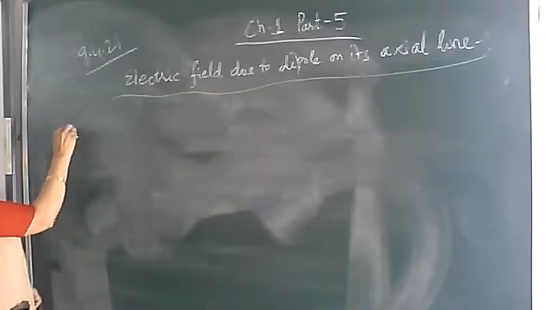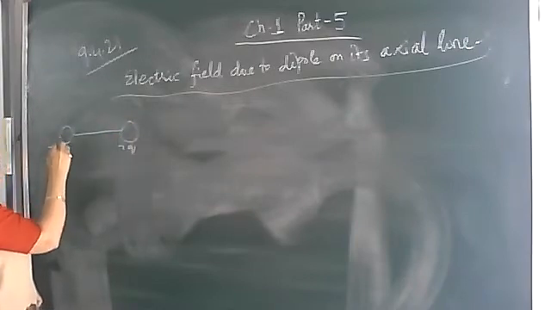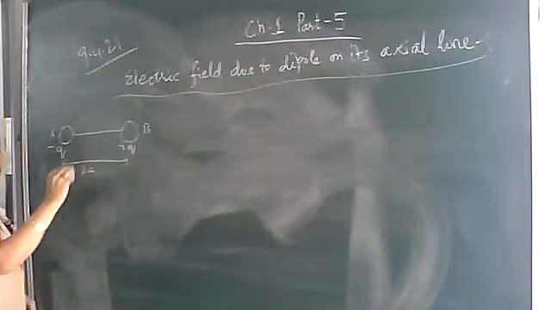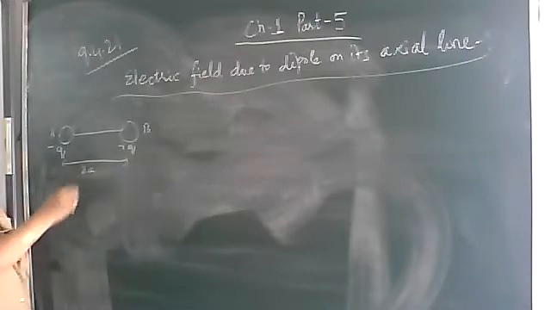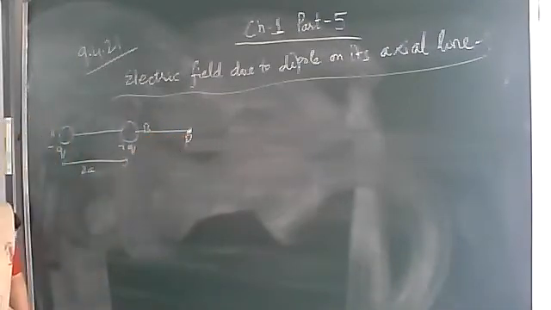Okay, let this be the dipole, minus q and plus q, situated at points A and B respectively, and the dipole length is 2a. This straight line which is joining these two charges, we call its axial line. This is lying on its axis. On the axial line, we have to find the electric field at a point P.